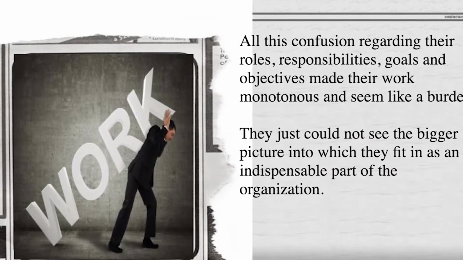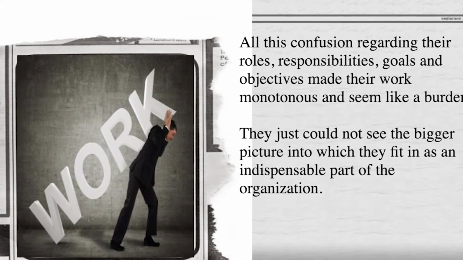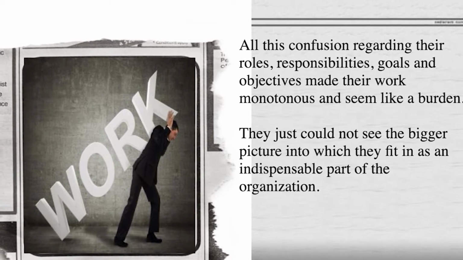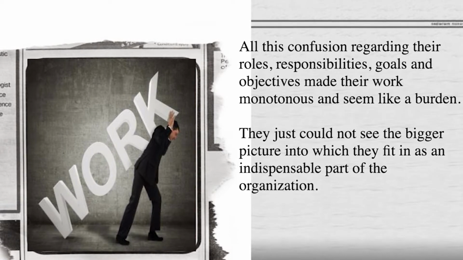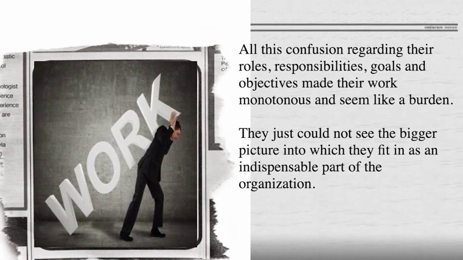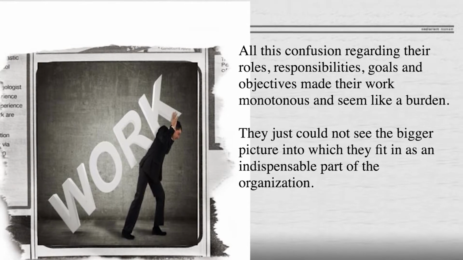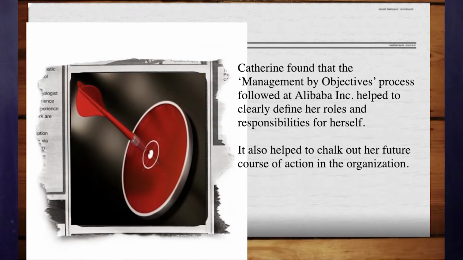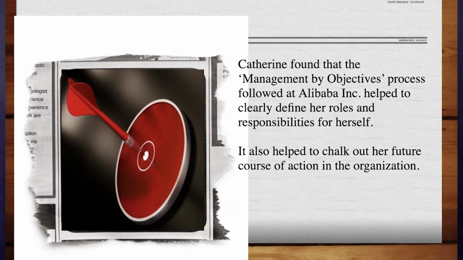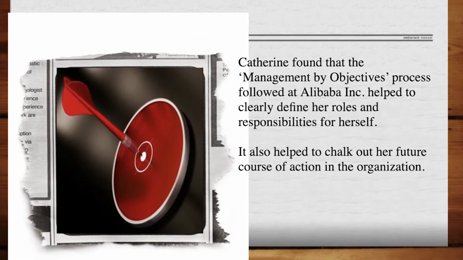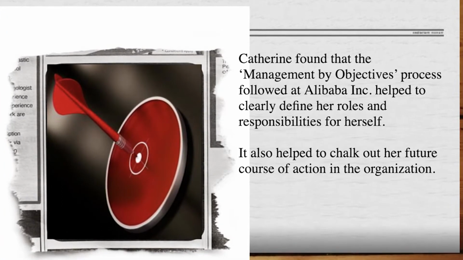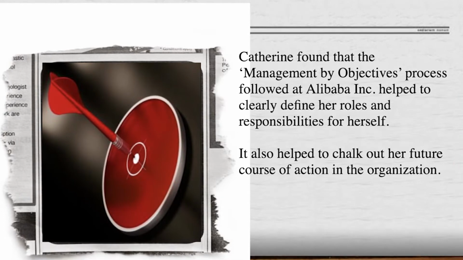All this confusion regarding their roles, their responsibilities, their goals and objectives made their work monotonous and seem like a burden. They just could not see the bigger picture into which they fit in as an indispensable part of the organization or as an individual team member in the organization. Catherine found that the management by objectives process followed at Alibaba helped to clearly define her roles and responsibilities for herself. It also helped to chalk out a future course of action within the organization.